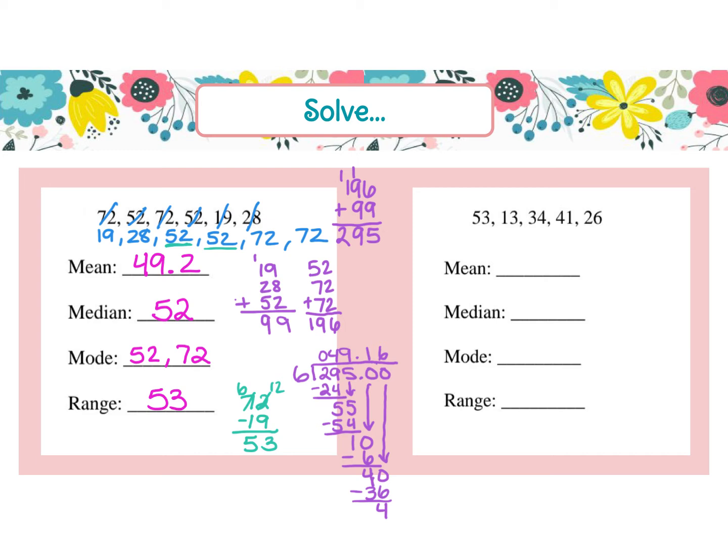For our next data set, we will order the numbers from least to greatest. 13, 26, 34, 41, and 53.